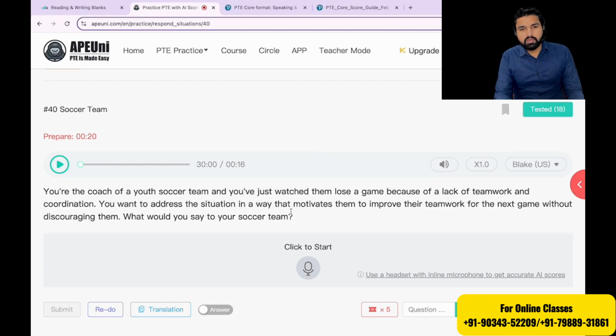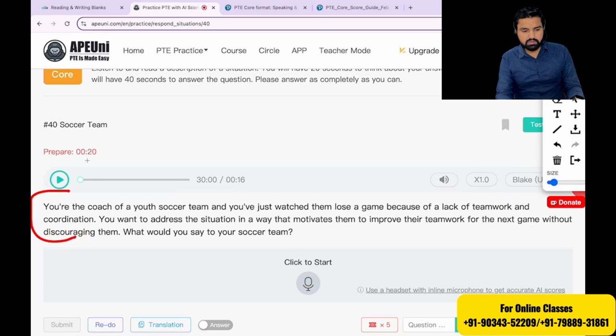So there is one way of doing this. The genuine way of doing it is that you actually think of a possible answer and then you deliver that answer. But what happens is that when you're thinking of that answer, there will be hindrances while speaking because it is very difficult to think of the answer in 20 seconds.